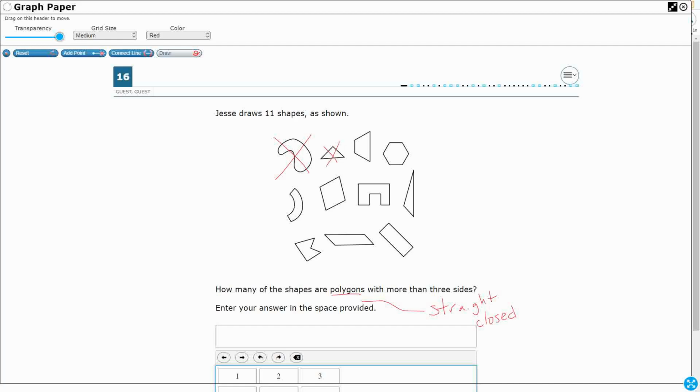It is closed and straight. It is a polygon. It's a triangle, actually, but it needs to have more than 3. So greater than 3. So 3 exactly is not going to work. So this one is going to work.